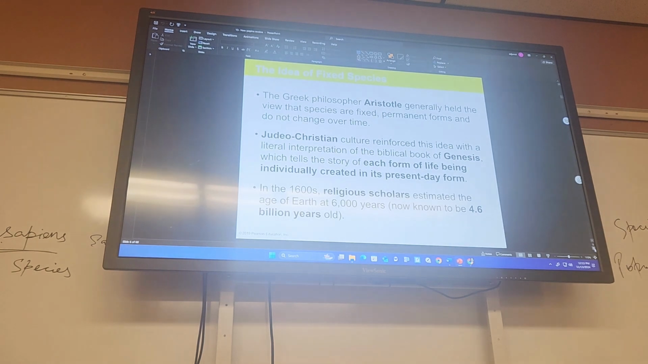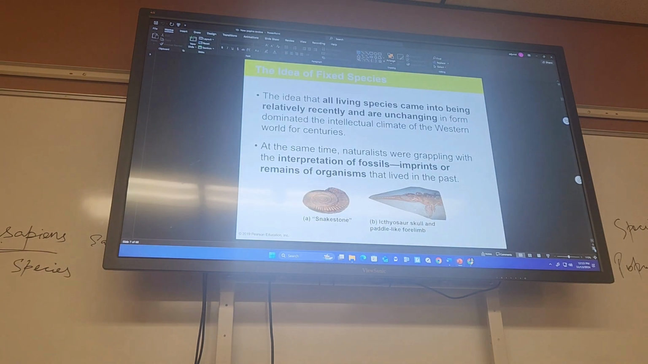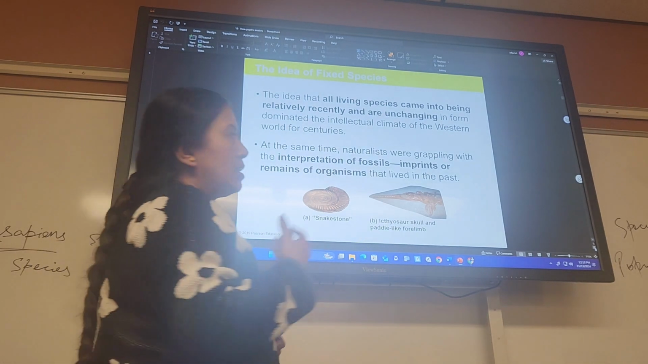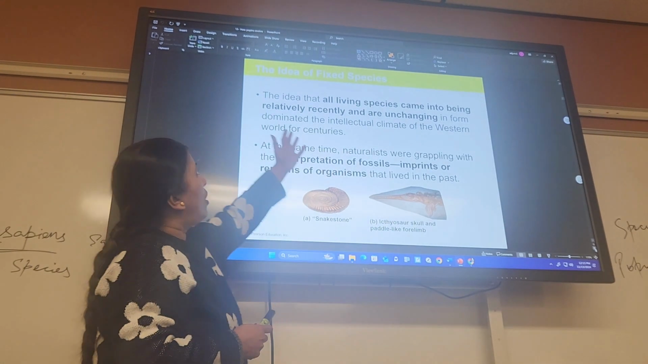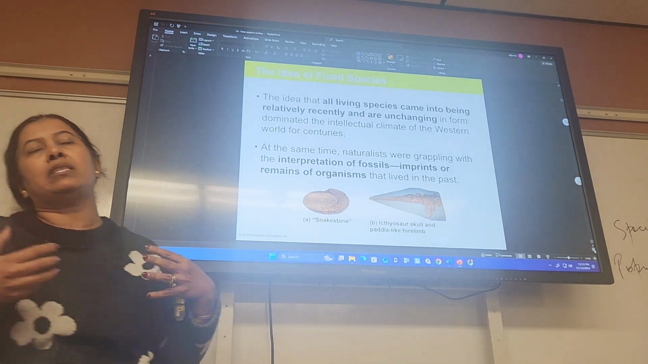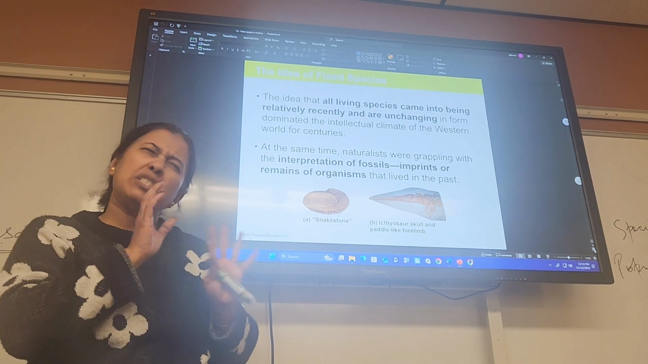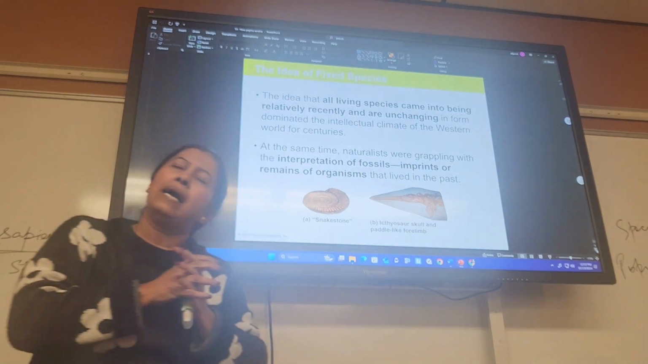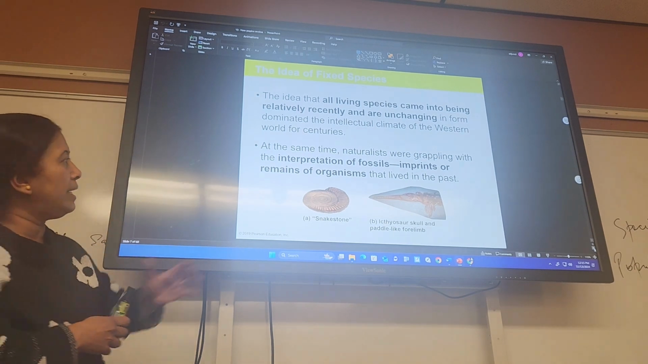Okay, forget about thousands and millions. There were some naturalists, scientists, who saw that the idea that all living things just existed the way that we see them now from the very beginning was somehow not really tallying with what they were seeing, okay?